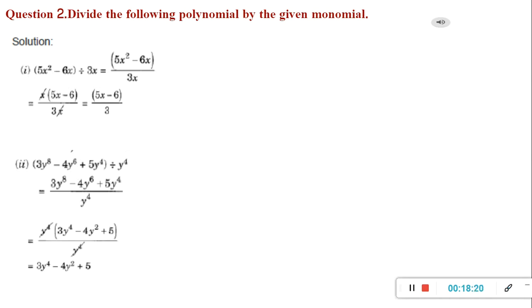Now minus, from this 4y raised to 6 we have taken y raised to 4, so 4y square is remaining there. From here, 5y raised to 4, we already taken y raised to 4, so only 5 is remaining there. And in the denominator, we are having y raised to 4. Now we can cancel y raised to 4 from up and down. Now what is the answer remaining? So the result is 3y raised to 4 minus 4y square plus 5. Okay. Now question number 3.